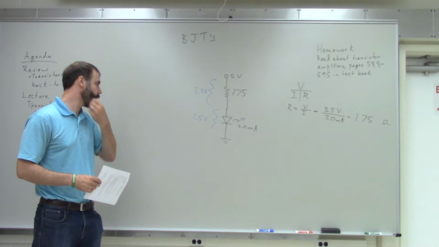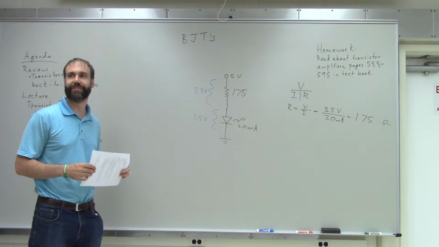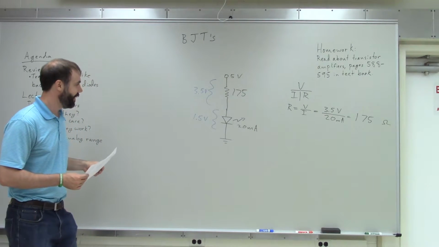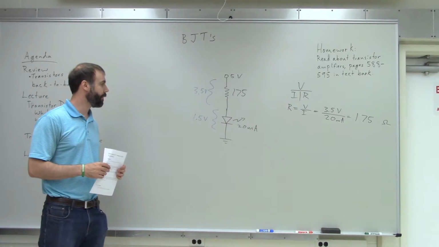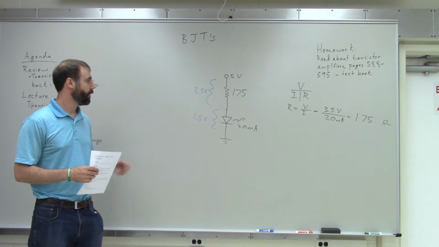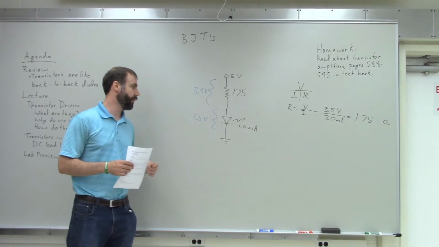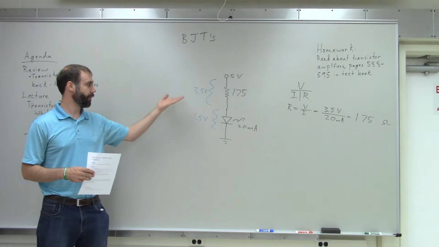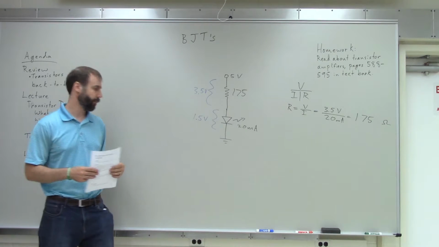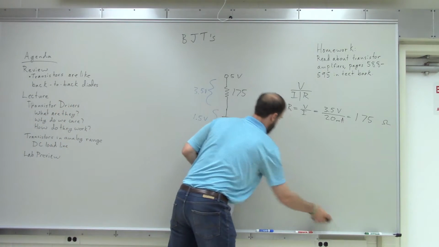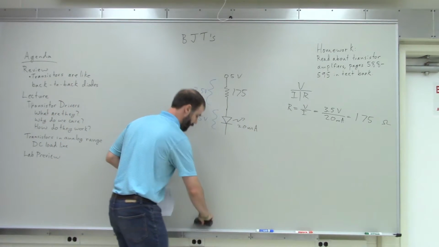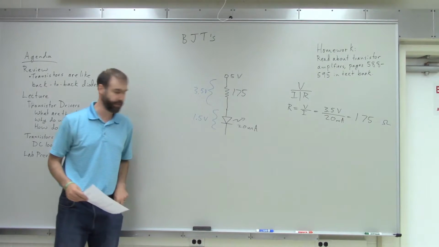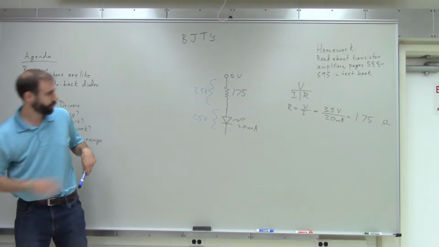All right, so we've got this circuit, and then the next thing that we want to do is insert a transistor so that we can turn the light on and off, right? So what we would do is we would insert a transistor down below.